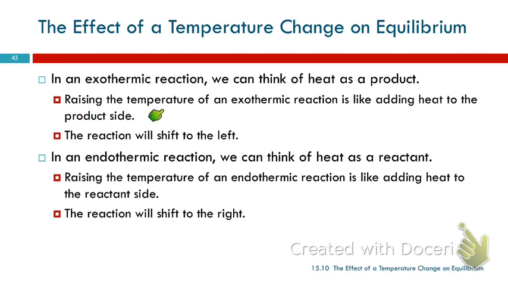So if we raise the temperature of that exothermic reaction, that's like adding heat, which is one of the products. If you add something to the product side, it will shift to the reactant side. In an endothermic reaction, we can think of heat as being a reactant. I have to put heat energy in for this reaction to occur. So here, if we're raising the temperature, it's like adding heat to the reactant side, and it'll shift to the right, to the product side.